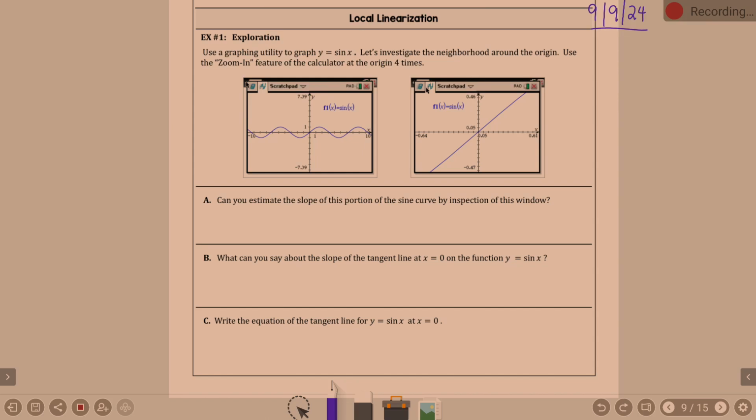So let's do some exploring here. Using a graphing utility to graph y equals sine x, let's investigate the neighborhood around the origin. Use the zoom in feature of the calculator at the origin. So, with this in mind, grab your calculator out.